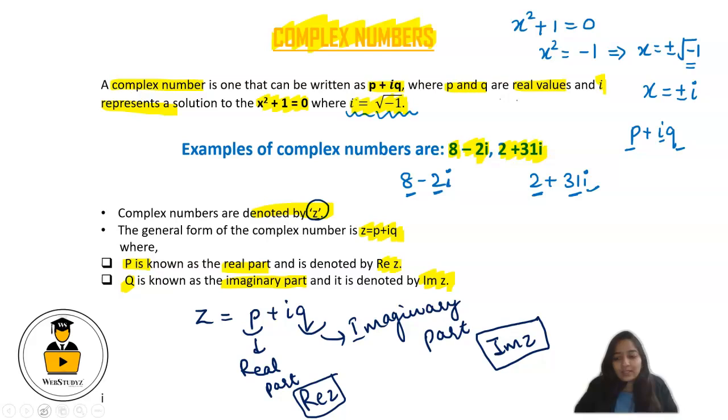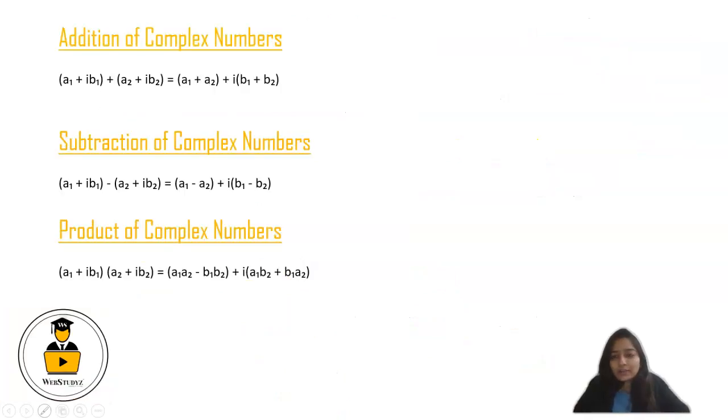Now moving towards the algebra of complex numbers. Firstly, we move towards addition of complex numbers. If we have two complex numbers, how can we add them? If we have a1 plus iota b1, that means the first complex number, plus a2 plus iota b2, the second complex number, we add the real values first, that means a1 plus a2, then plus iota common, we add the imaginary values, that is b1 plus b2.